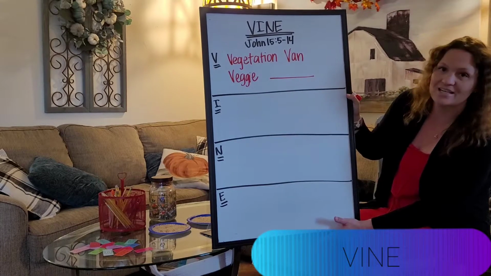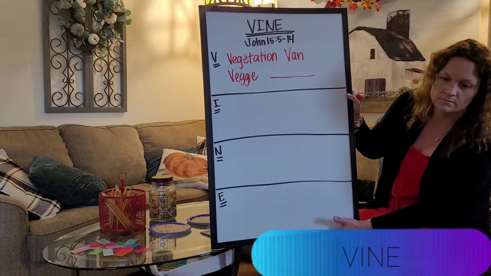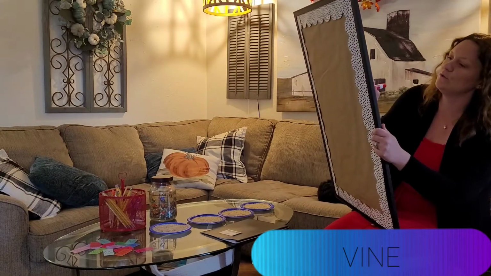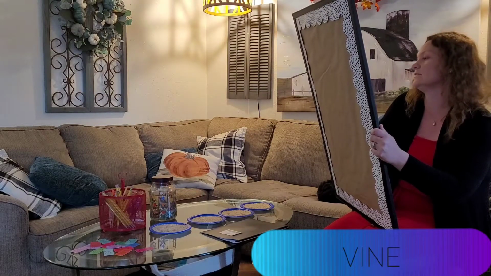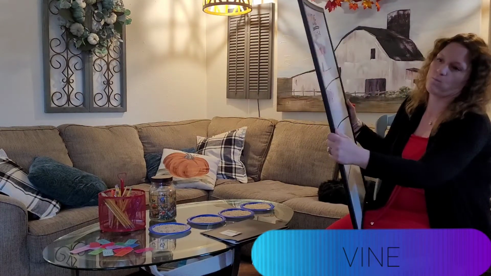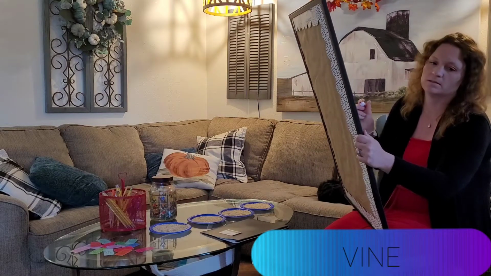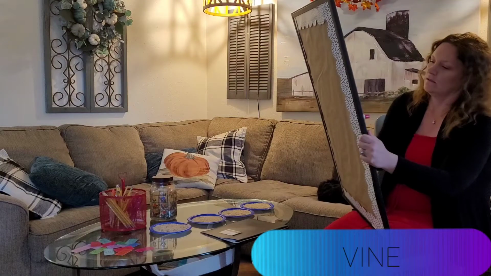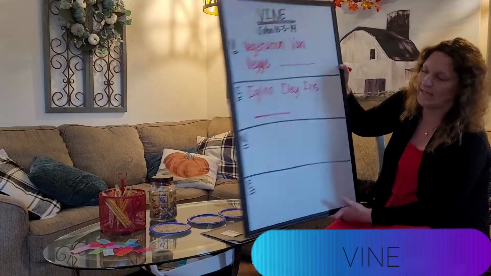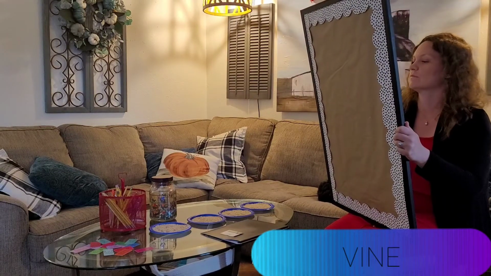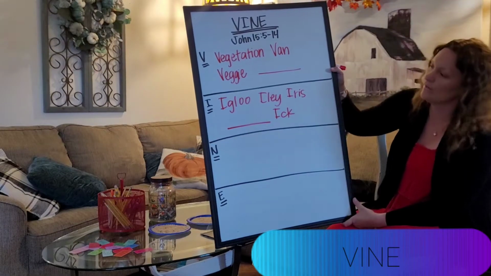All right, our next letter is I. Can you think of a word that starts with I? Igloo. You think of one, Addison? Iris. Owen, I'm thinking. Ick. Itch. All right, and then I made a blank for you at home, whatever word you think of.